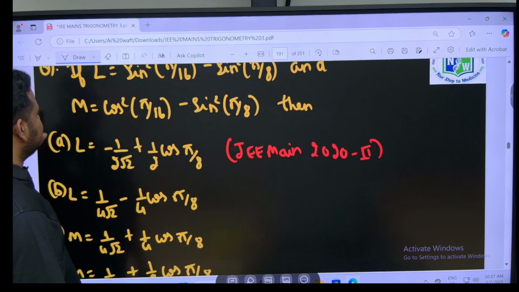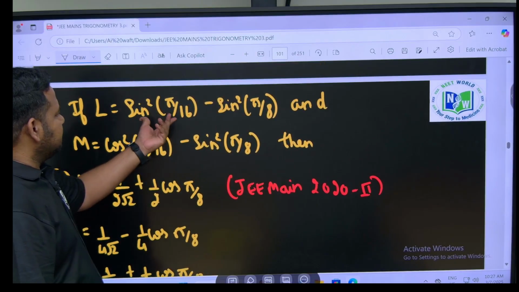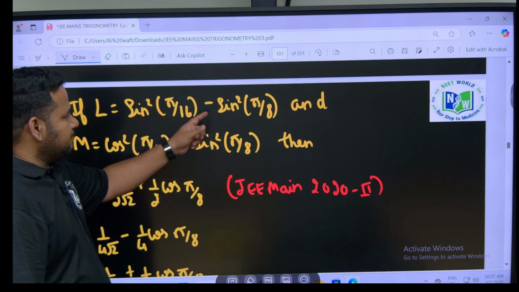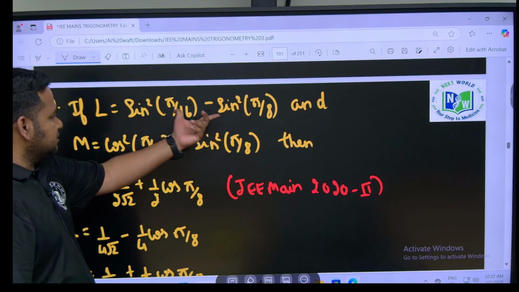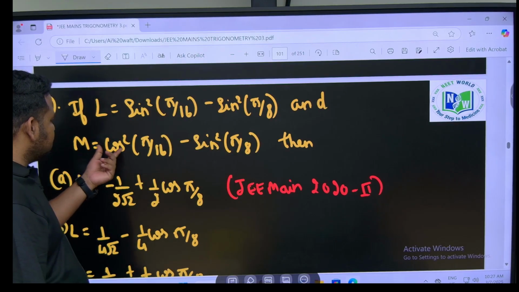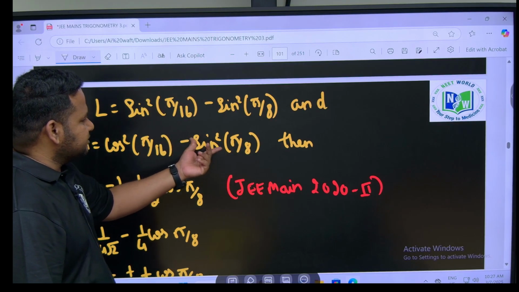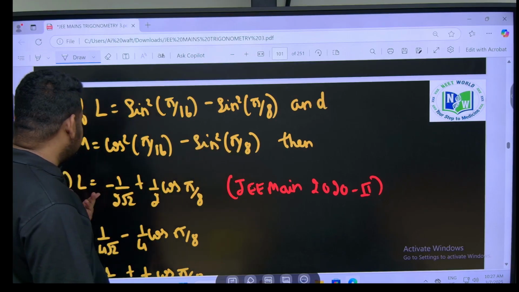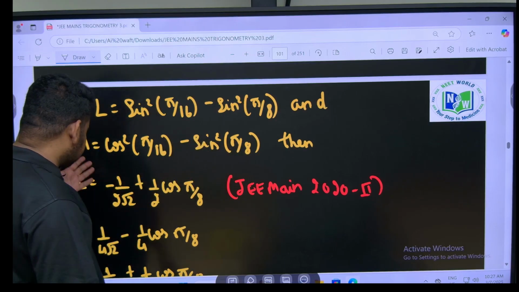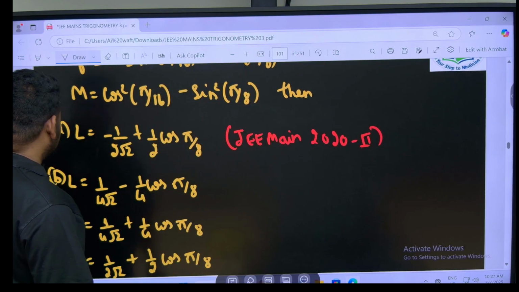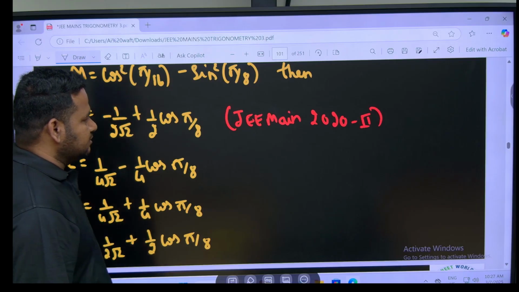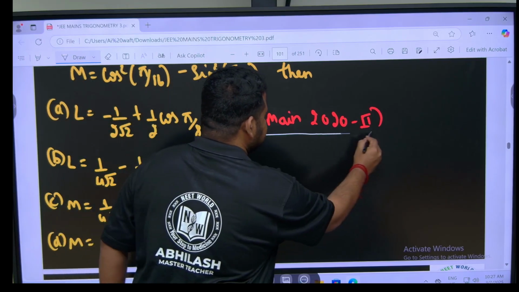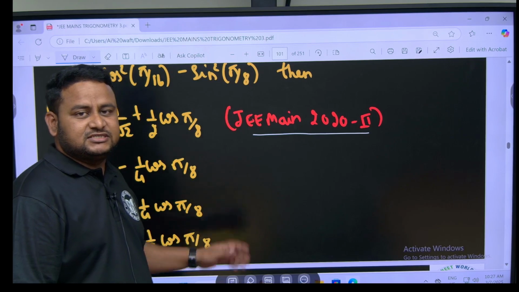So here it is given, friends: if L is equal to sin square pi by 16 minus sin square pi by 8, and if M is equal to cos square pi by 16 minus sin square pi by 8, then what is the value of this thing? Then certain options are given, and based on that you have to answer. This was asked in JEE Main 2020, friends.